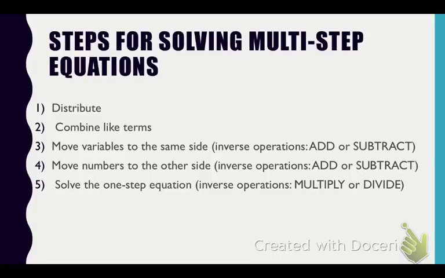Then you move the variables to the same side. You always need to get those variables together, and you always do that by either adding or subtracting. Then you move the numbers to the other side, and again, you always do that by adding or subtracting. Then you solve the one-step equation. And you do that by multiplying or dividing. So again, write that down. Make sure that's written down.